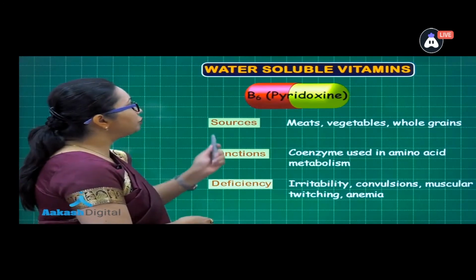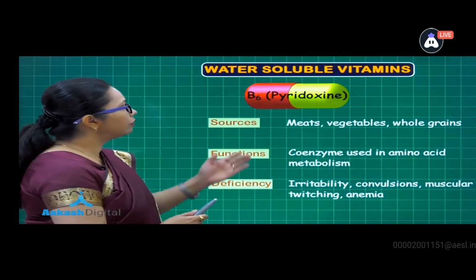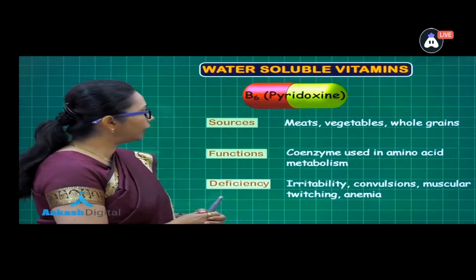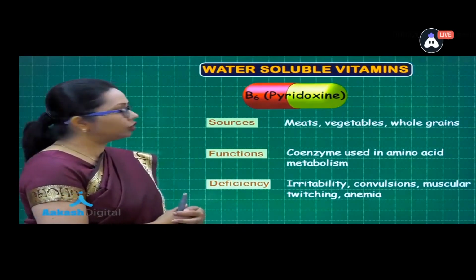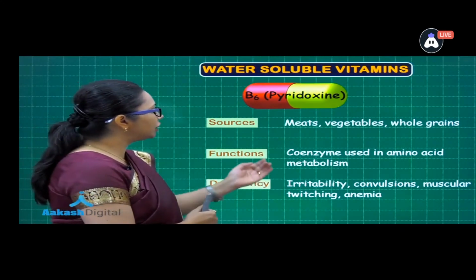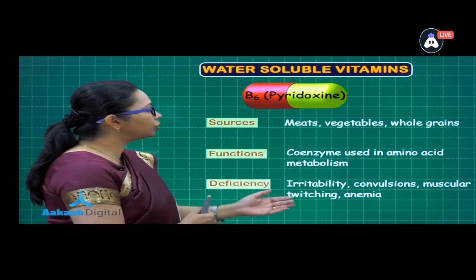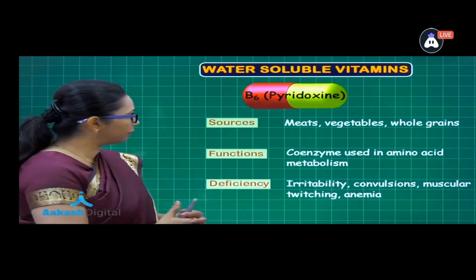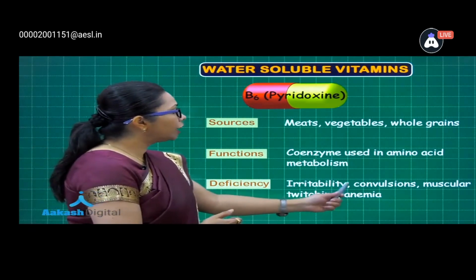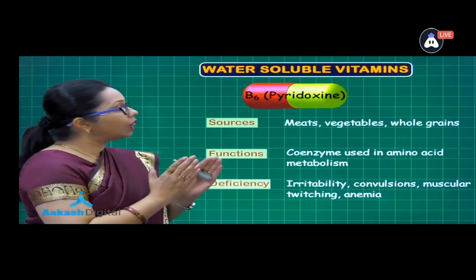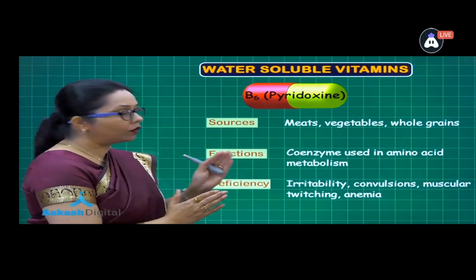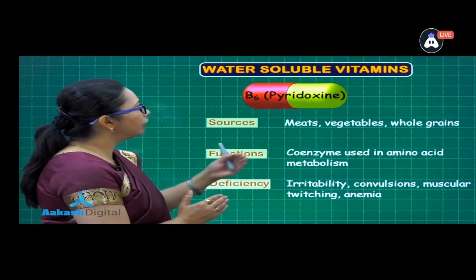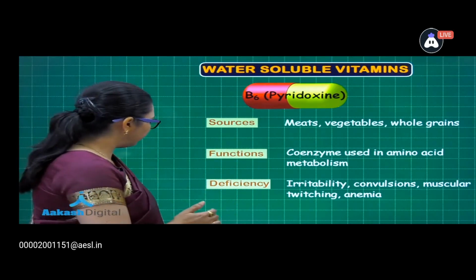Now next one, that is B6 or pyridoxine, present in meats, vegetables, whole grains. This is again a coenzyme used in amino acid metabolism. Deficiency leads to irritability, convulsions, muscular twitching, anemia. Because during the process of hemoglobin synthesis, there also B6 has a role, as it is an important coenzyme in the entire metabolism.